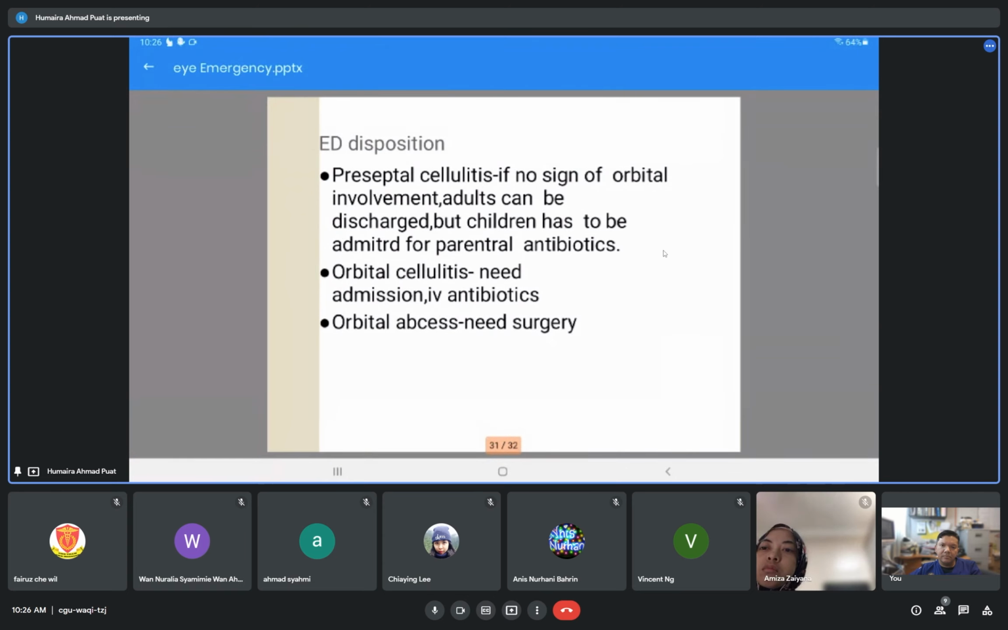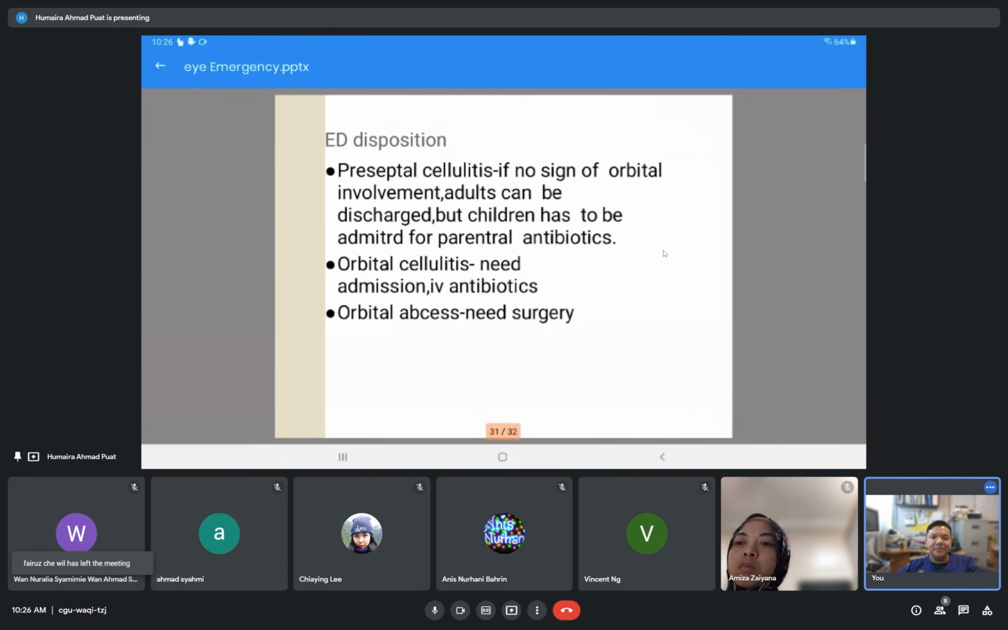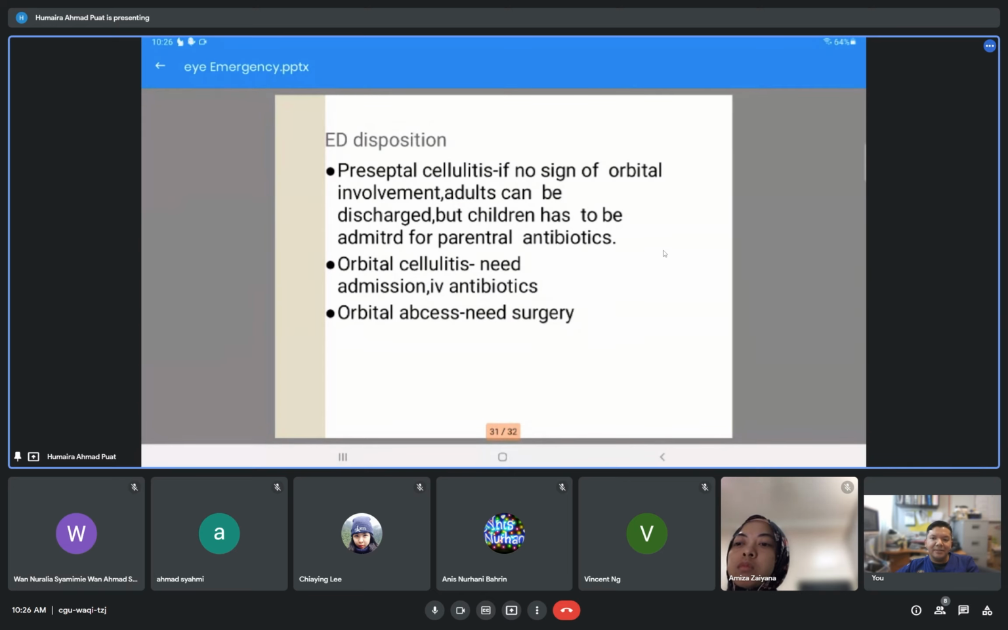Preseptal cellulitis is more common than orbital cellulitis. But you need to differentiate, because for preseptal cellulitis we can discharge, though we still need to refer to ophthalmology as an outpatient. But for orbital cellulitis, we need to refer to ophthalmology, because they must be admitted and need IV antibiotics. Preseptal can still be treated as an outpatient. So you must differentiate between preseptal and orbital cellulitis.